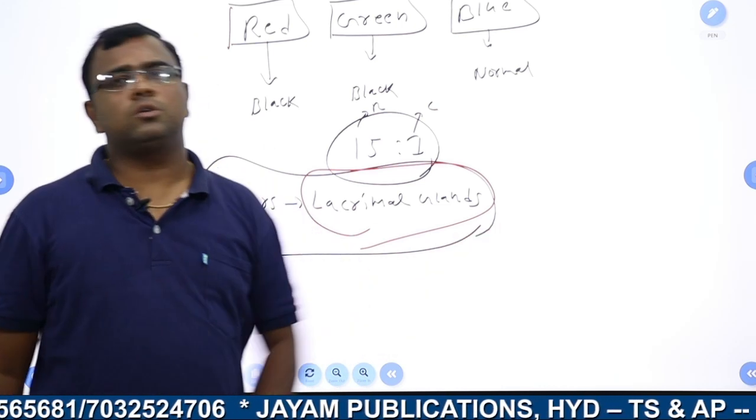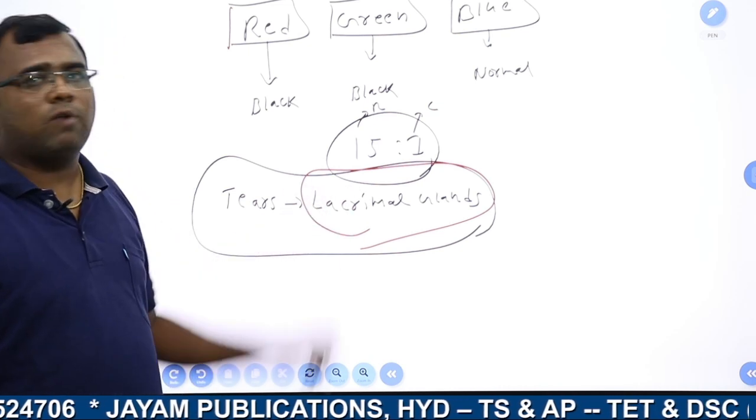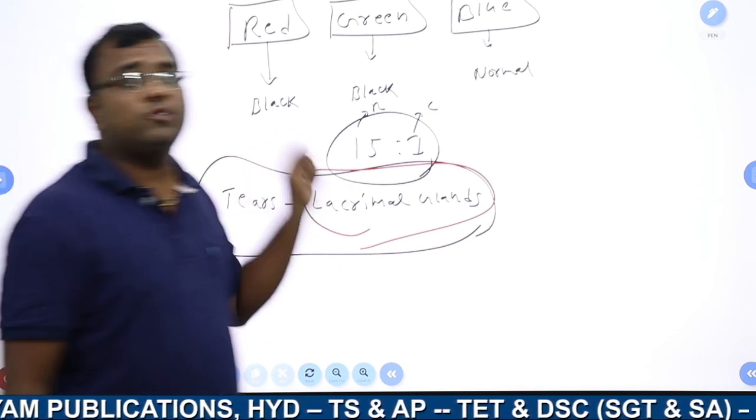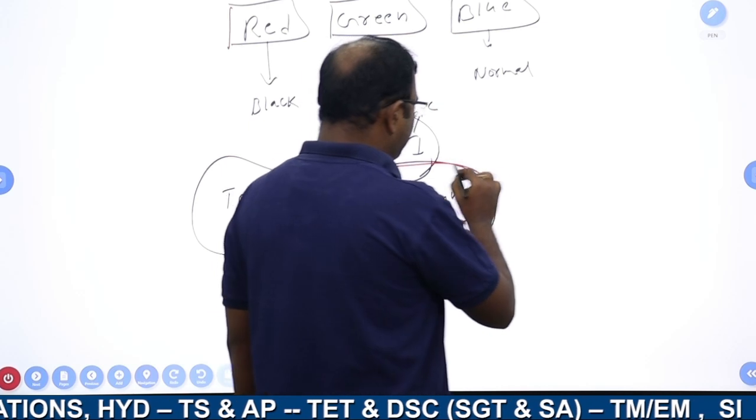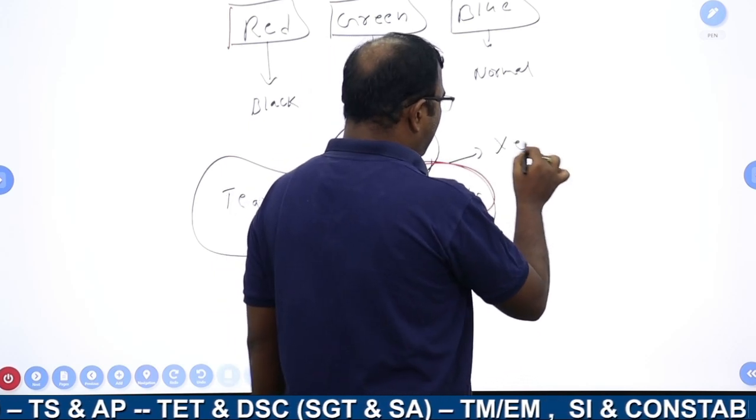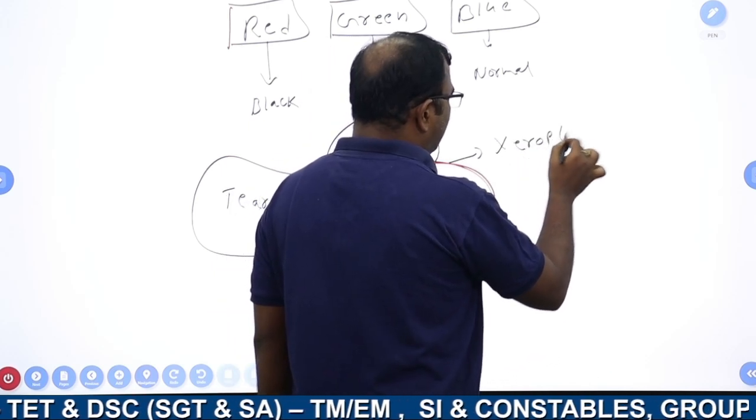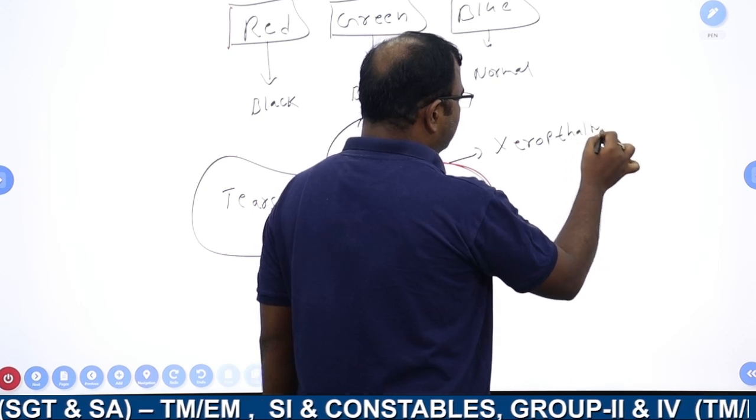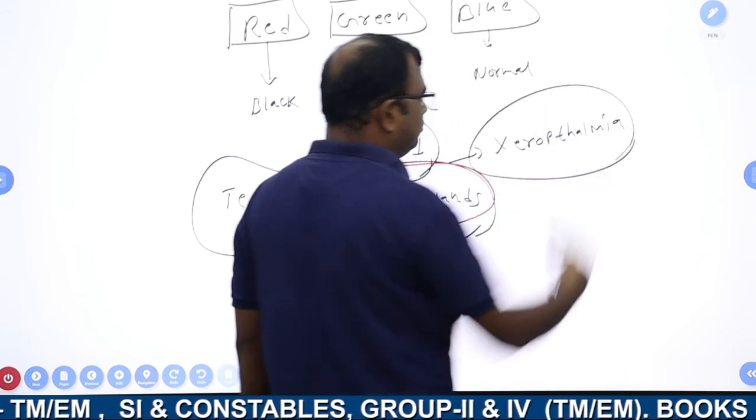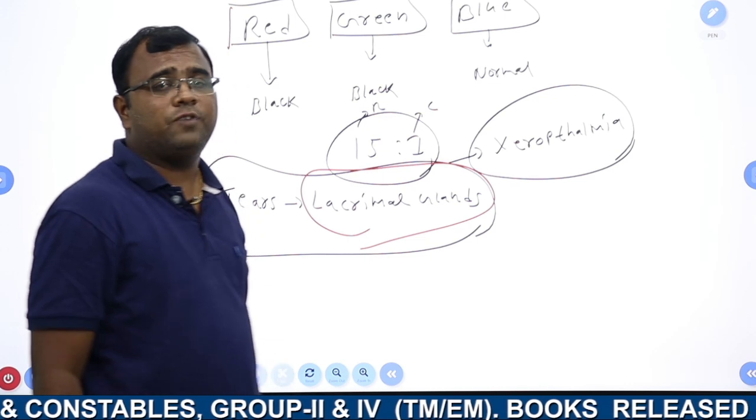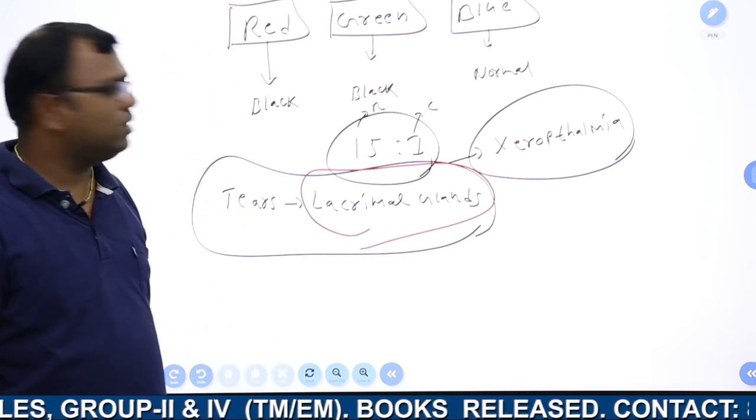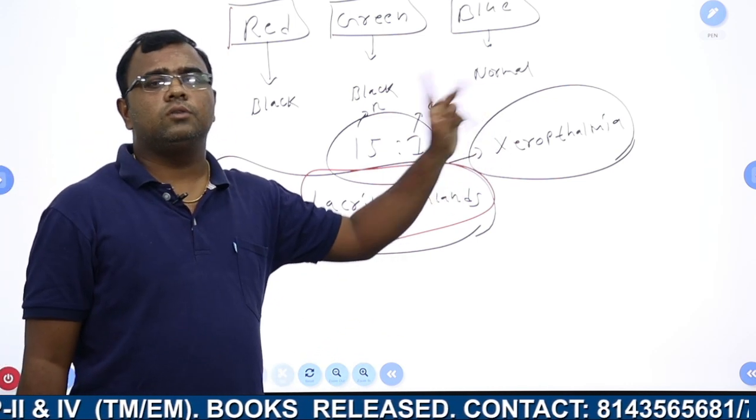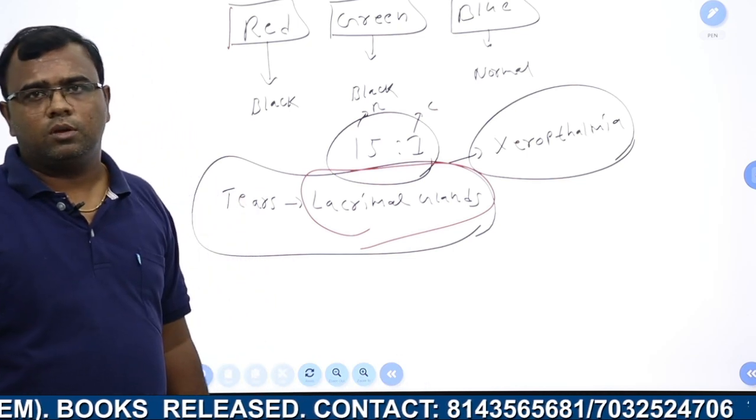Then we get a disease. The deficiency of lacrimal glands causes which disease? The deficiency of lacrimal glands causes xerophthalmia disease.